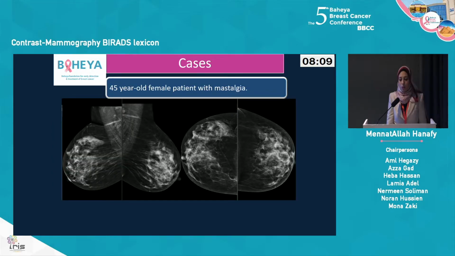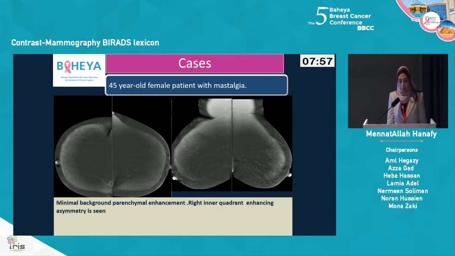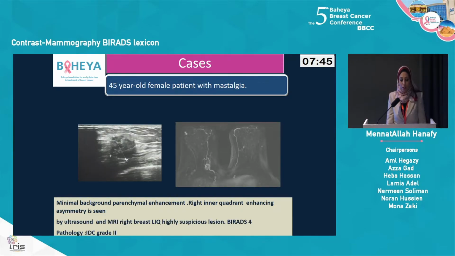45-year-old female patient with mastalgia. Her mammography and low-energy images revealed heterogeneously dense breast ACRC with right inner quadrant single-view asymmetry. Minimal background parenchymal enhancement was seen in her recombined images with right inner quadrant enhancing asymmetry. By ultrasound and MRI, right breast lower inner quadrant highly suspicious lesion by RAS 4, pathology invasive duct carcinoma grade 2.